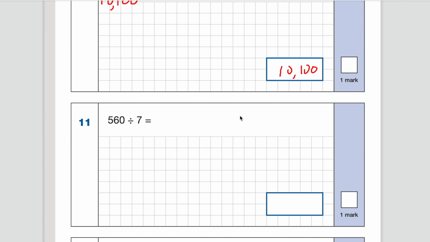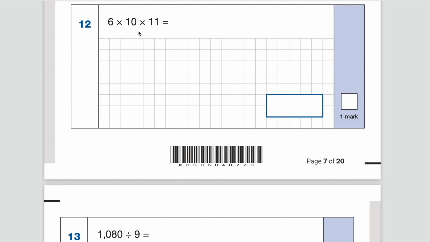Okay, number 11, 560 divided by 7. This is a really good test of your times tables. So again, like I mentioned before, I'm going to pretend that 0 is not there. 56 divided by 7, well, I know that is 8. But because our number is 10 times bigger, so is my answer. So it's not just 8, it's 10 times 8, which is 80. And you can check that by doing the inverse. 80 multiplied by 7 is correct. It's 560.